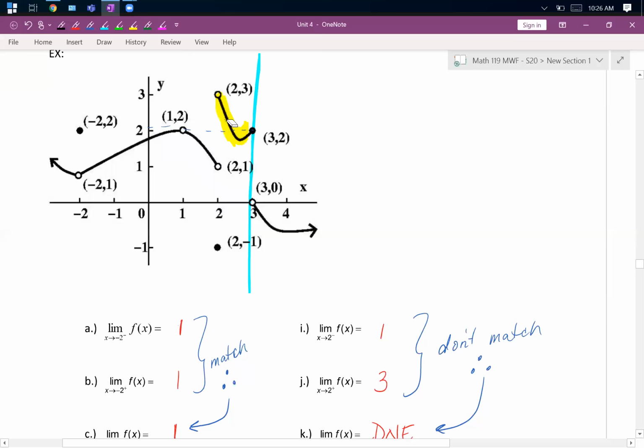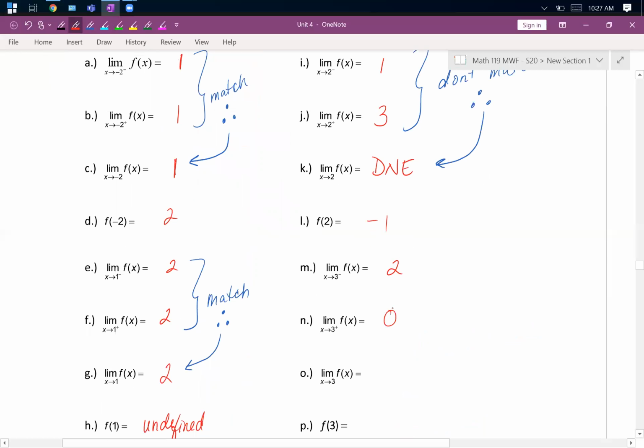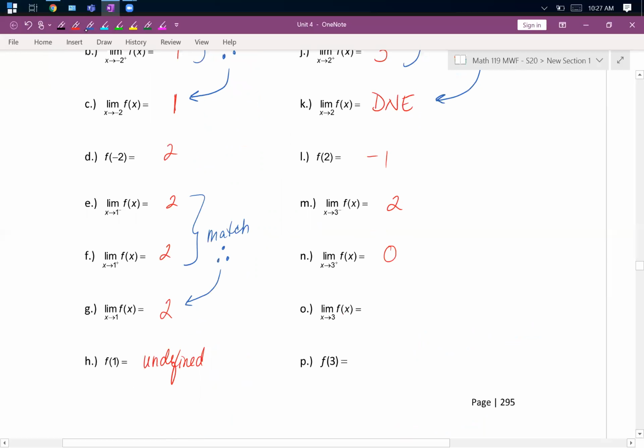Next, we want to check the limit as x approaches 3 from the right. So we're looking at this part, and what y value are we getting close to? 0. Will the limit as x approaches 3 in general exist? No, because these don't match.